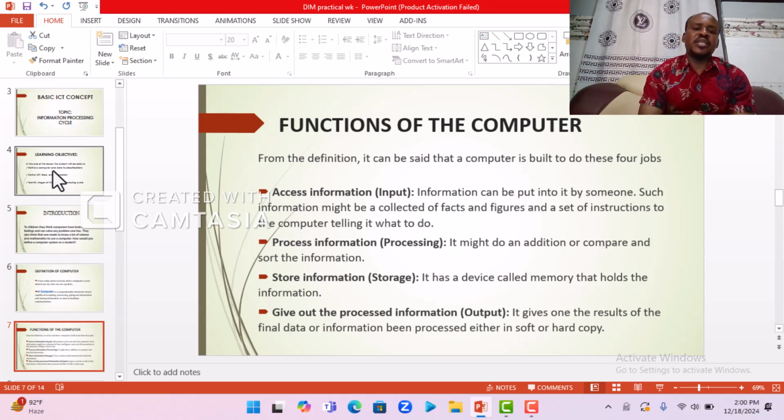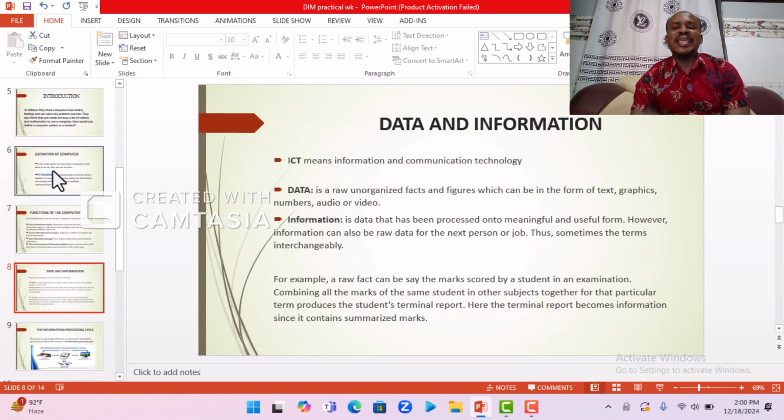Now, with the functions, when you look at the information processing cycle, it goes through the first one is input, processing, storage, and output. So these are the 4 jobs that the computer does. And we are saying the functions of the computer. Let's go on. We come to data and information.